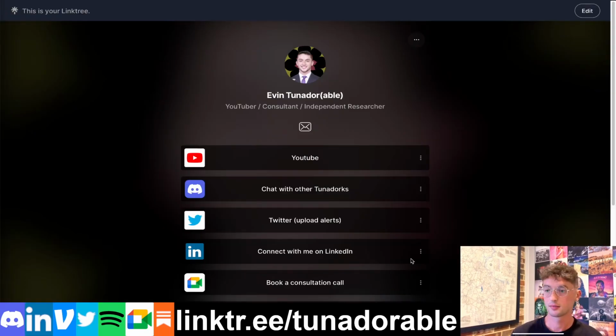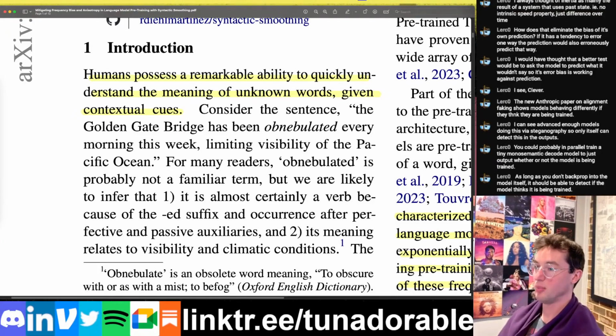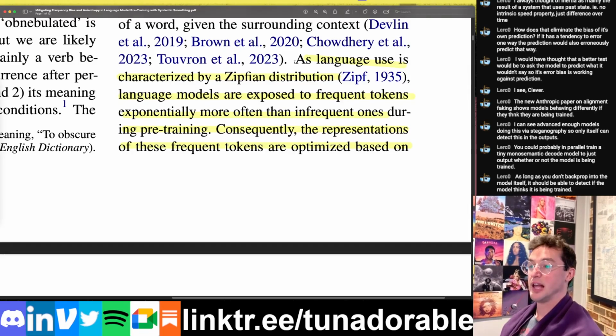Let's get started. Humans possess a remarkable ability to quickly understand the meaning of unknown words given contextual cues, and language models struggle a bit. Because language is characterized by a Zipfian distribution, which basically means that they are exposed to frequent tokens exponentially more often than infrequent ones during pre-training.